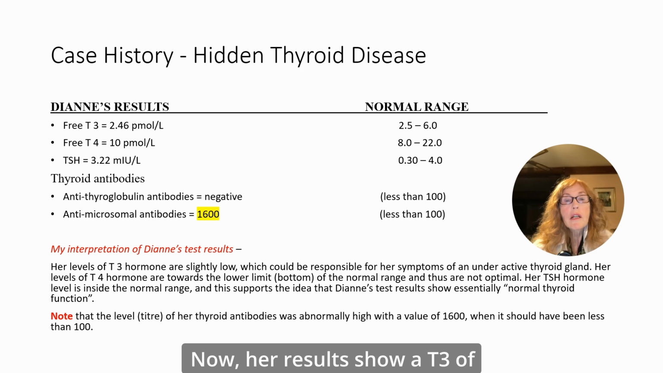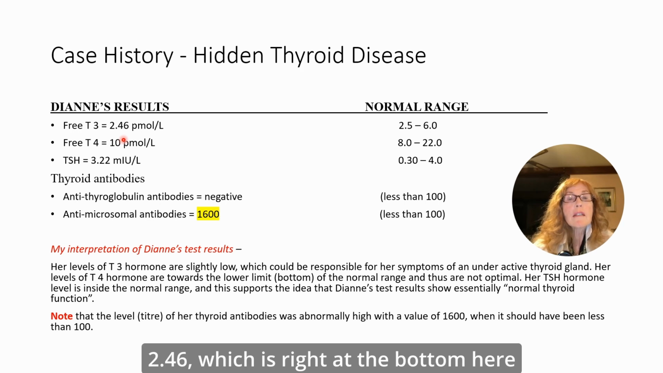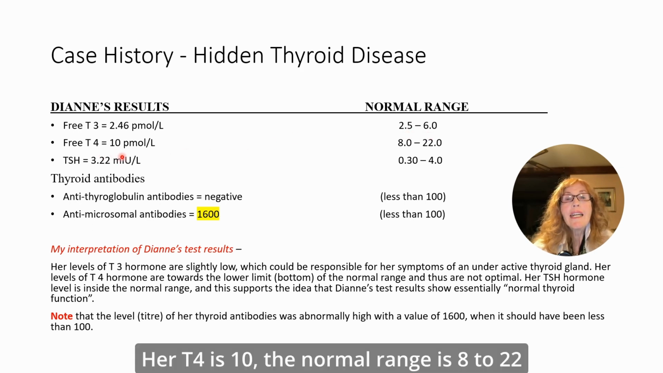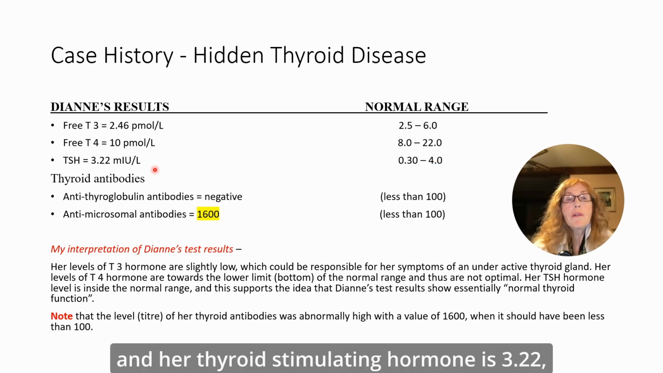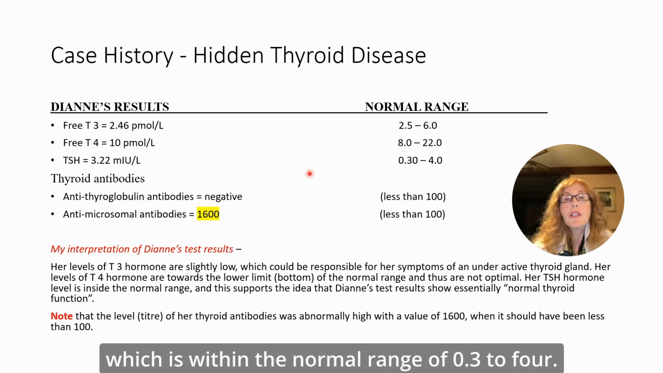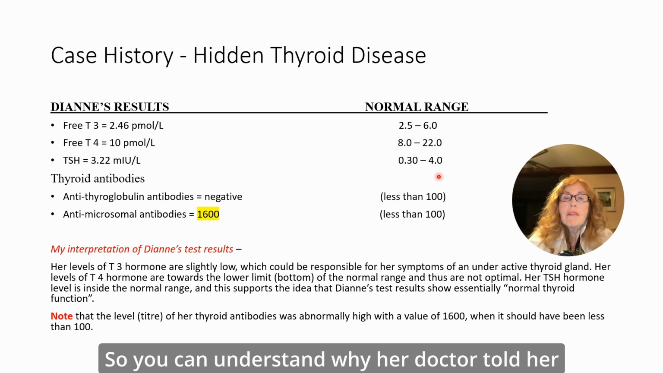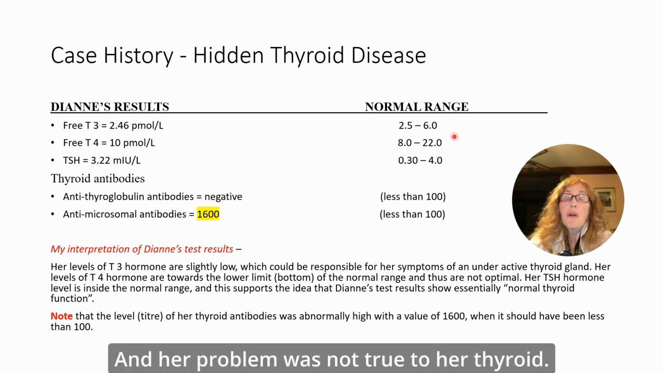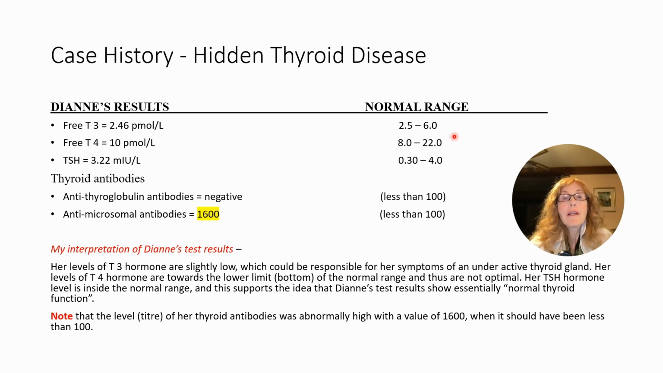Now her results show a T3 of 2.46, which is right at the bottom of the normal range of 2.5 to 6. Her T4 is 10, the normal range is 8 to 22. And her thyroid stimulating hormone is 3.22, which is within the normal range of 0.3 to 4. So you can understand why her doctor told her that her thyroid was still looking fairly normal, and her problem was not due to her thyroid.